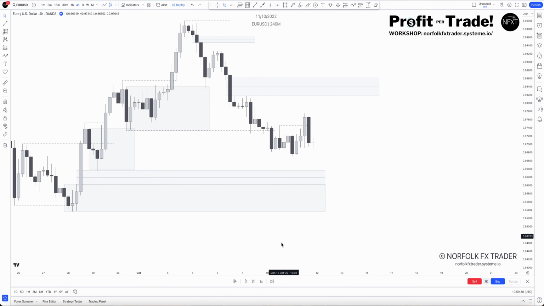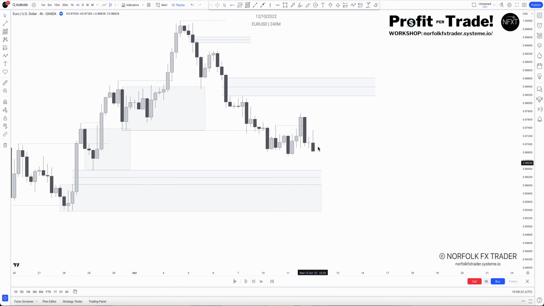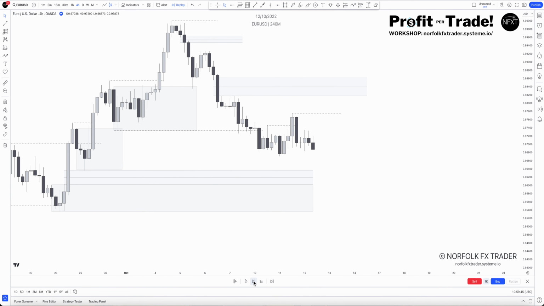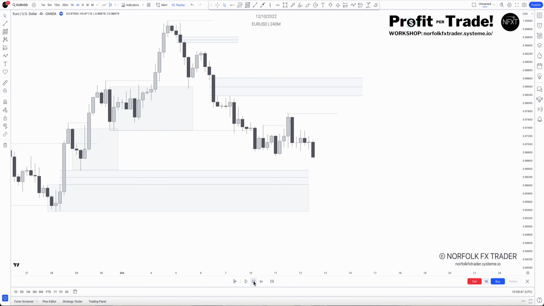So we got a small pullback and we got another pullback. So in here, we can be looking for those areas. Now, what could we do now? We could actually now look to take out this high, sweep it and drop. Let's see. Looks like we're going to continue to move lower.